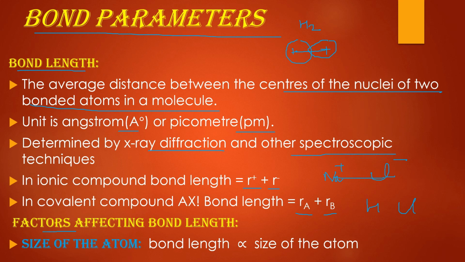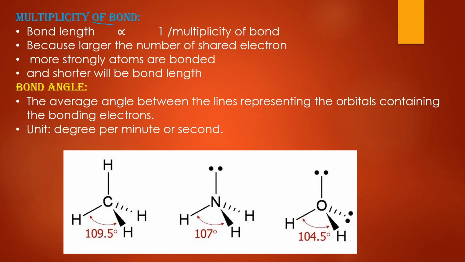Now the next is factors affecting bond length. The first factor is the size of the atom. We know that the more the size of the atom, the more the radius, and the more the radius, the more its bond length. So bond length is directly proportional to the size of the atom. The second factor is multiplicity of bond. We know that for a single bond there is one electron pair sharing. For a double bond there are 2 electron pairs sharing, and for a triple bond there are 3 electron pairs sharing.